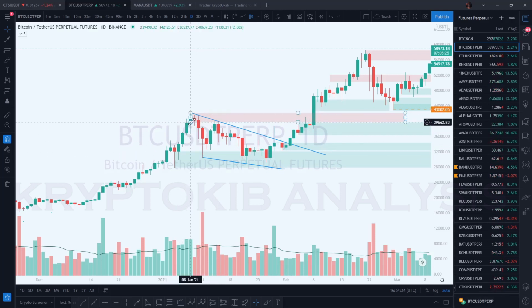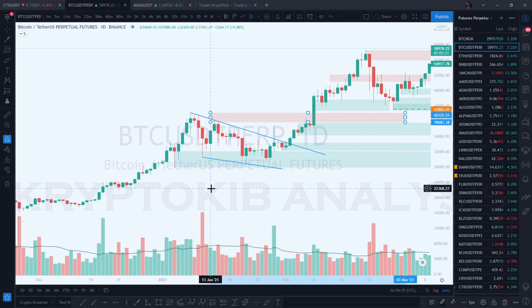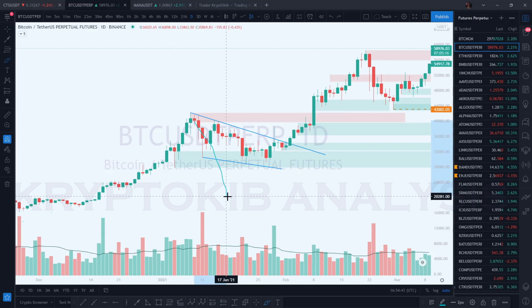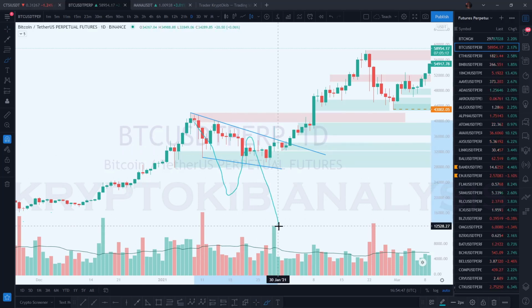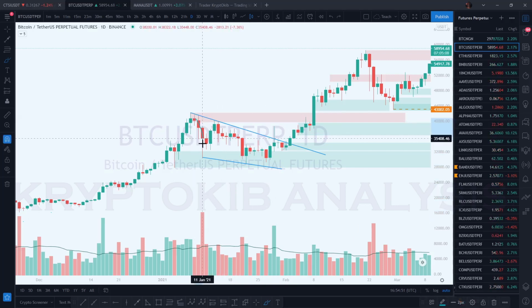If the bears were serious, you will see a swift movement to the downside. You will see a swift movement to the downside like this, then a pullback, then another swift movement to the downside. Then you know the sellers or the bears are aggressive. But when you see them making a small movement like this, then this higher high, it didn't even close below this low. Then another one, then to the downside.